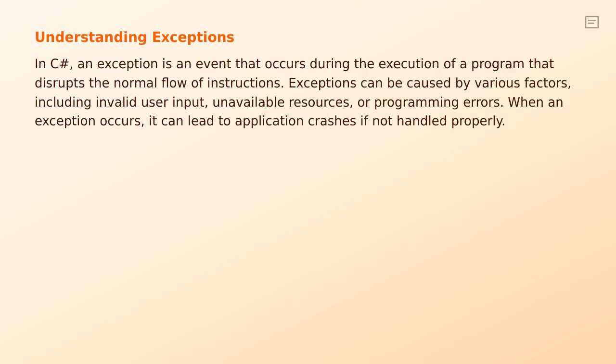Now we're on understanding exceptions. In C#, an exception is an event that occurs during the execution of a program that disrupts the normal flow of instructions. Exceptions can be caused by various factors, including invalid user input, unavailable resources, or programming errors. When an exception occurs, it can lead to application crashes if not handled properly.